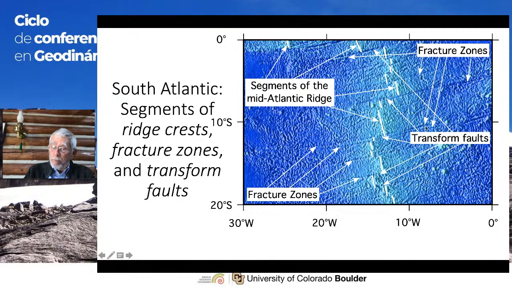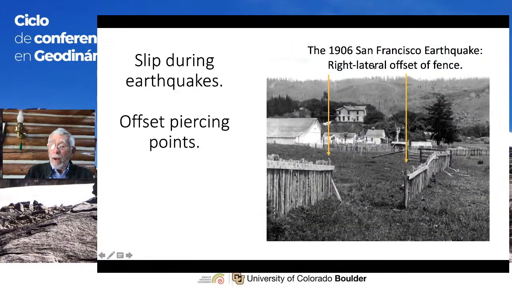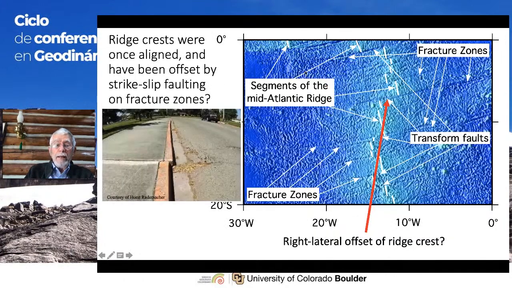We'll talk about transform faults being in between, but when you have a picture like this and you remember a picture like that, and you have a picture like that, isn't the conclusion automatically that in here, this ridge crest used to be aligned with that, and it's been offset in a right lateral sense? It's a right lateral offset of the ridge crest. It's right lateral strike slip. You're just moving that across in that direction. And this is what the early pictures did show.